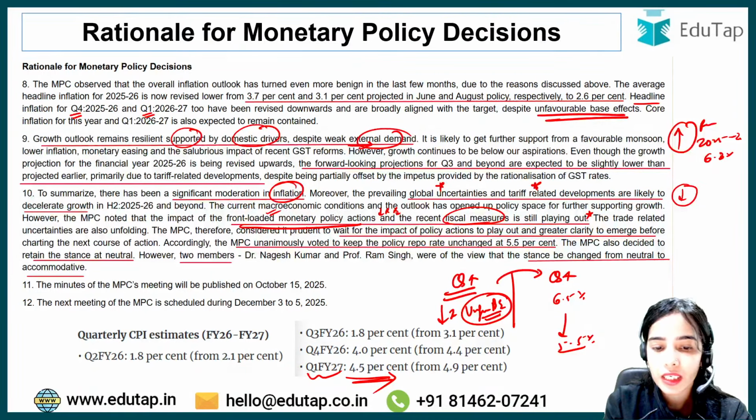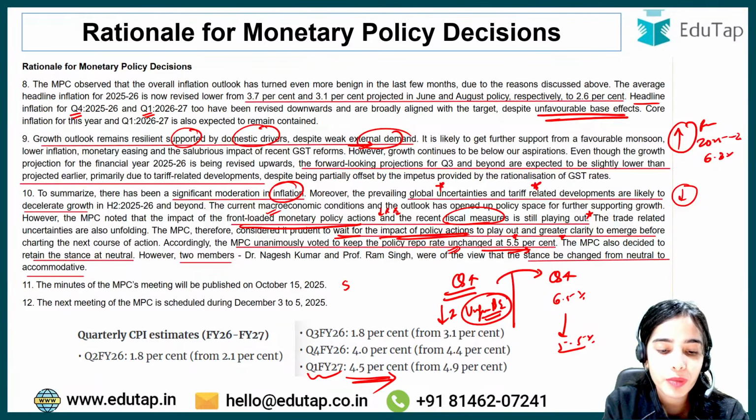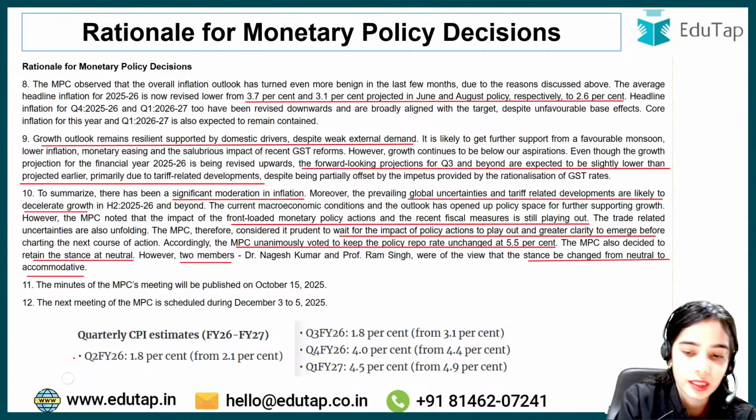So basically, it is said that we will wait. The MPC, the Monetary Policy Committee, is waiting for the impact of policy actions that were taken previously to play out and for greater clarity. So that's why the policy rate has been kept unchanged at 5.5%. All 6 members of the Monetary Policy Committee unanimously agreed to keep the policy rate unchanged at 5.5%. Okay, so this is the idea.